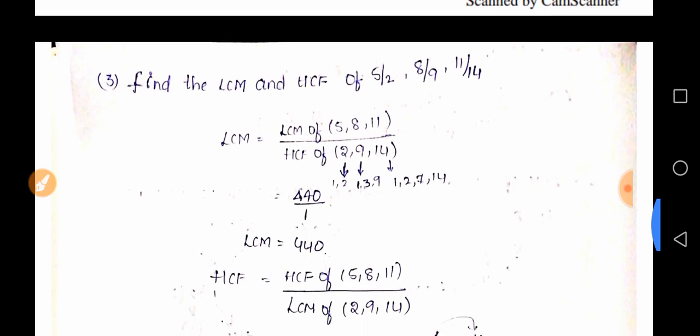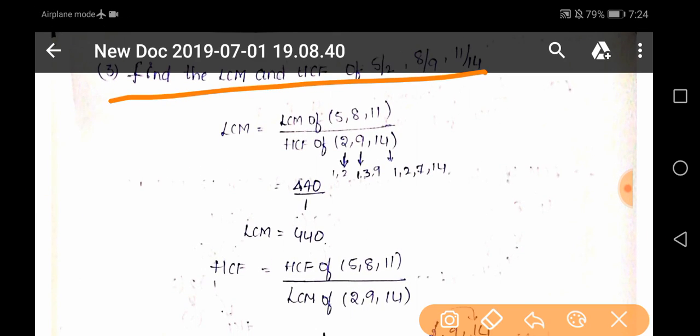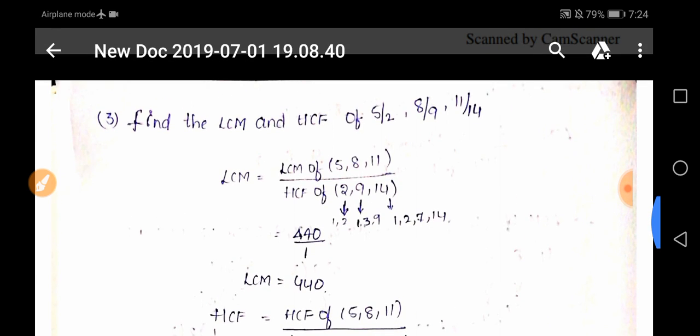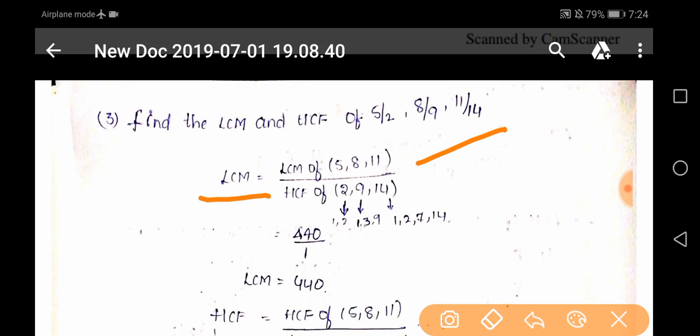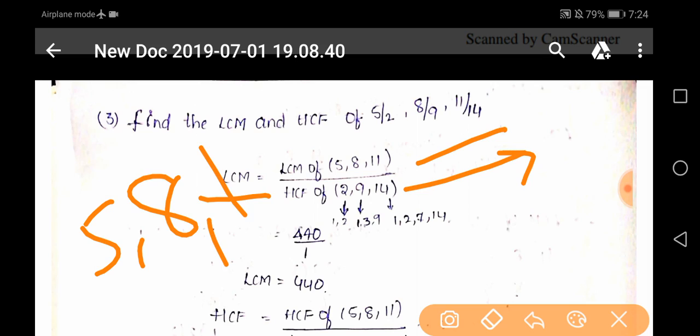That's all. Here see, find the LCM of 5 by 2, 8 by 9, 11 by 14. Here I am not going to do it in a deep method, just writing the formula: LCM of 5, 8, 11 and HCF of 2, 9, 14. See, here by seeing it itself, there is nothing common. 5, 8 and 11 are not even getting cancelled and no table will be the same. So by seeing the numbers itself you can find out. So directly you can multiply.